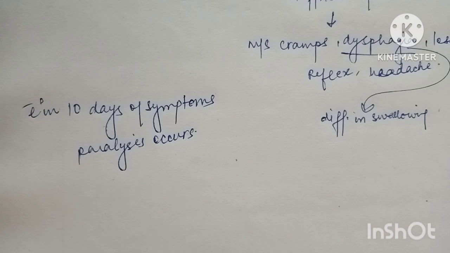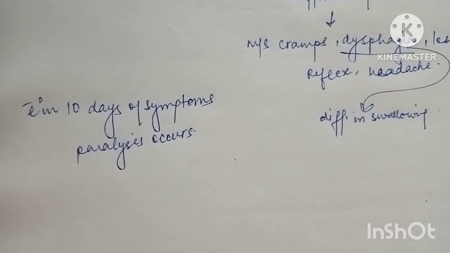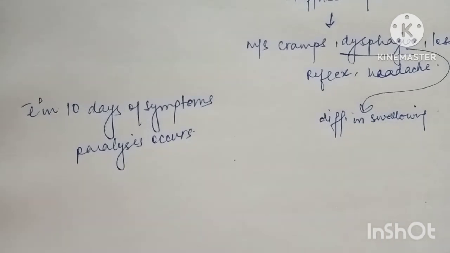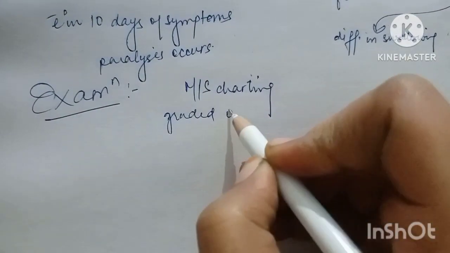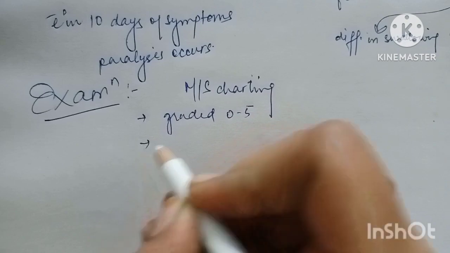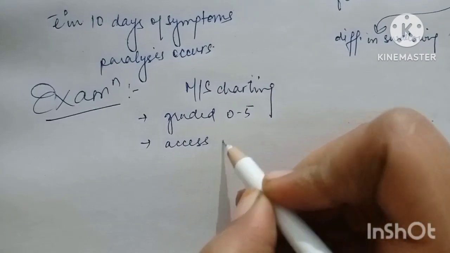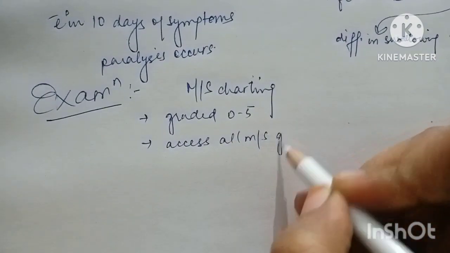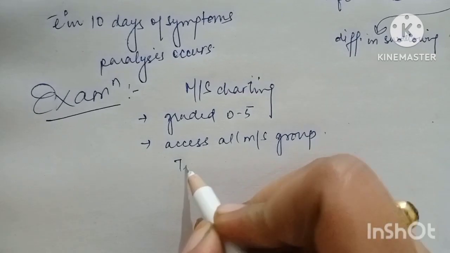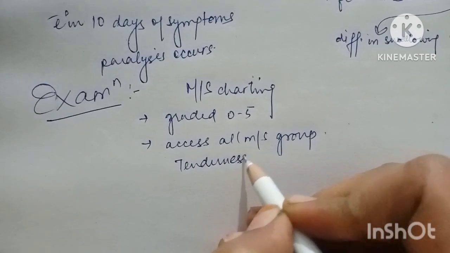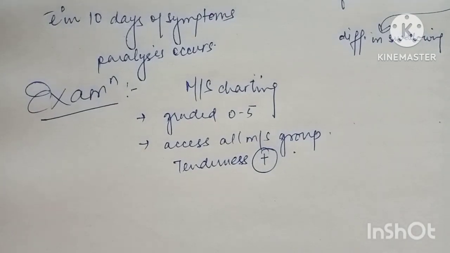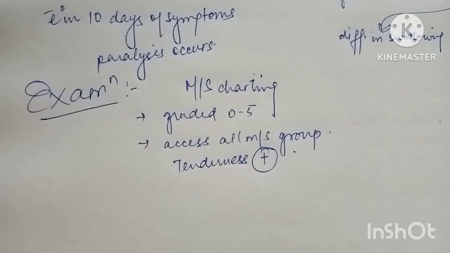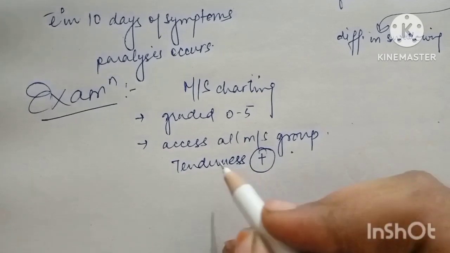Within 10 days of the symptoms, paralysis occurs. Now assess the muscle power, graded from 0 to 5. Then you have to assess all the muscle groups, because tenderness is present. So as soon as the tenderness allows you, on that basis you can assess the power of the muscles.